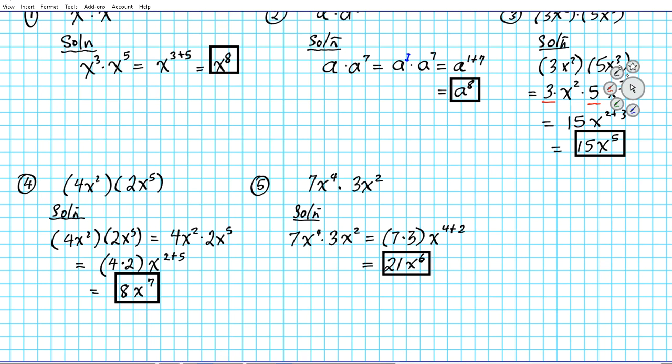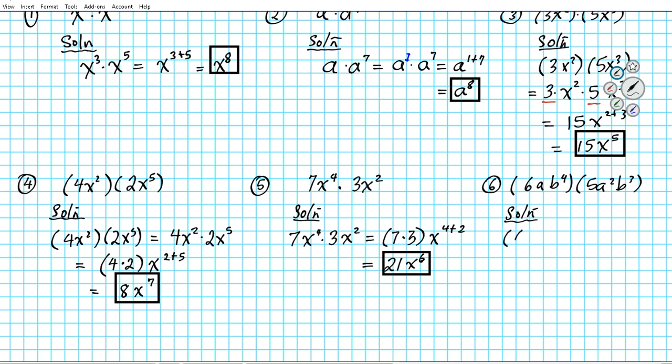Okay, let's take a look at number 6. So for question 6, what if we are to multiply these two monomials with two variables, 6ab to the 4th times the quantity 5a squared b to the 3rd. All right, let's go ahead and do this.